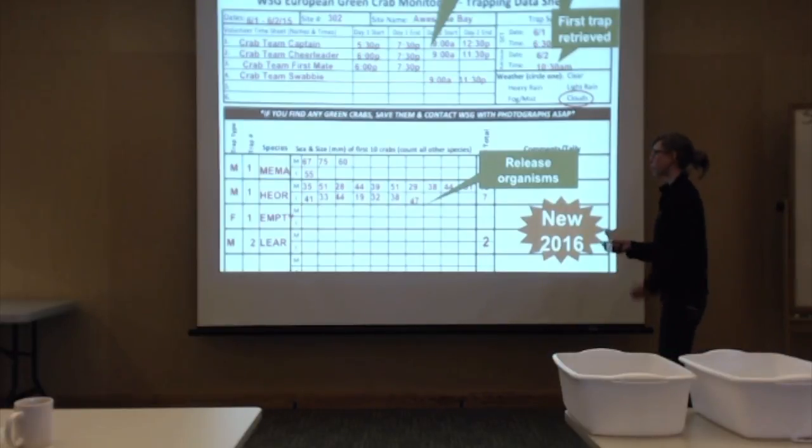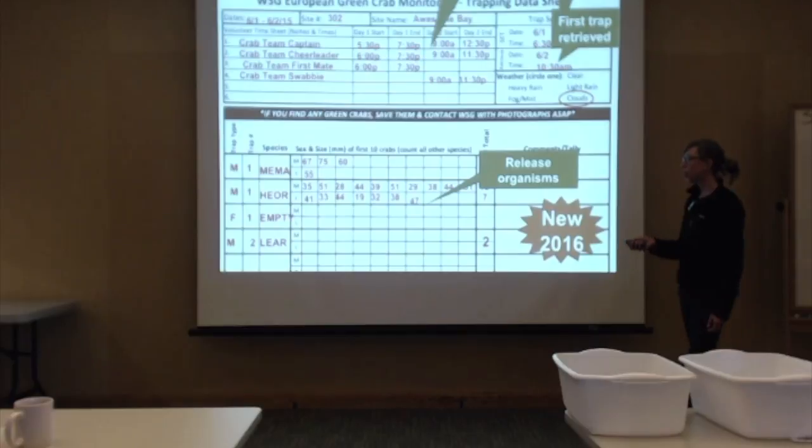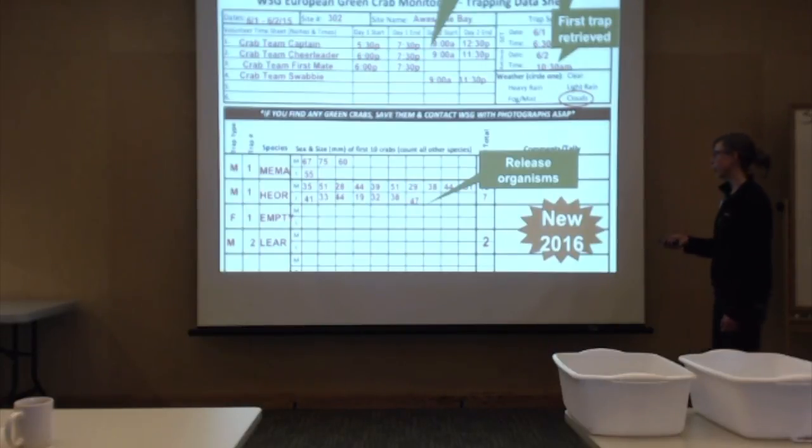Now, we move on to the next trap, Minnow 2. LEAR is our staghorn sculpin, Leptocottus armatus. You do not have to measure or record the sex of fish. So here you just write a total number for the species. The same would be true of hermit crabs as well. Do it in the same way.